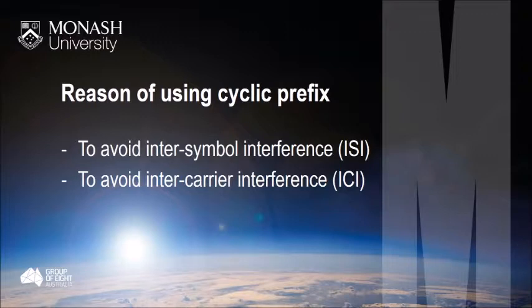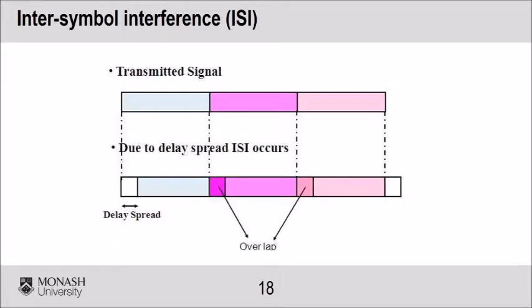The reason we are adding the cyclic prefix is to avoid the inter-symbol interference and the inter-carrier interference in the signal. In ISI, if the cyclic prefix is not added and the signal sent will have some delay, this would cause some data overlapping at the receiver side.